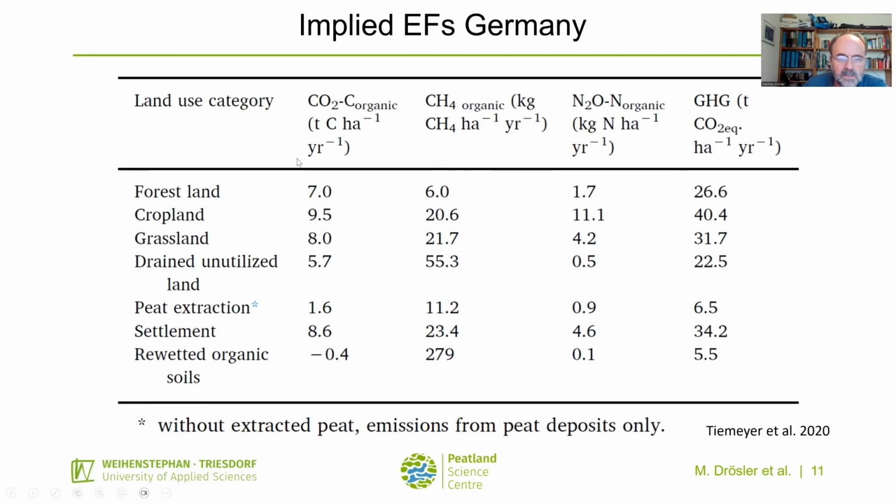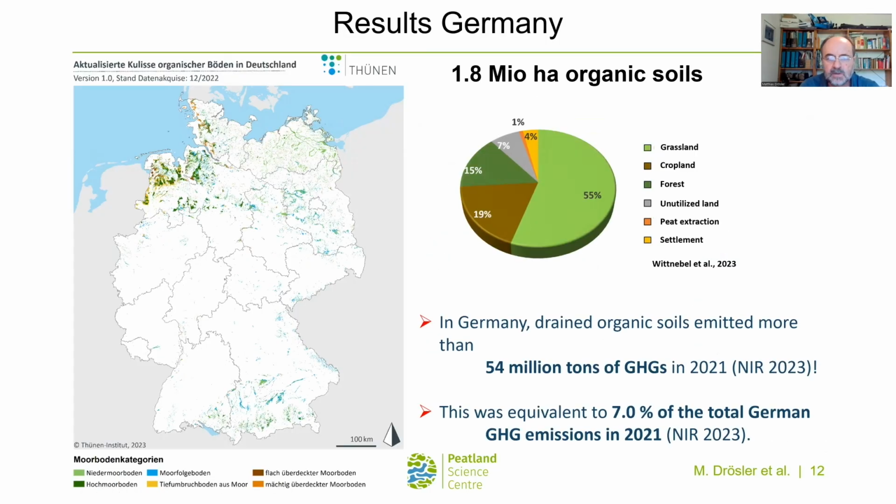And here you see the major emissions come from the cropland, with 40 tons, but grassland as well, with more than 30 tons, is a high emitter. The rewetted organic soils came down to around 5.5 tons, and that can be even lower once paludicultures are used. So in the overall result, Germany is emitting 54 million tons of greenhouse gases in 2021.